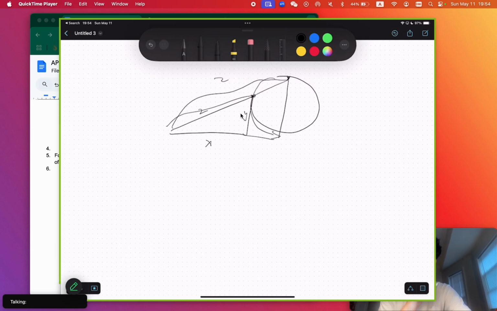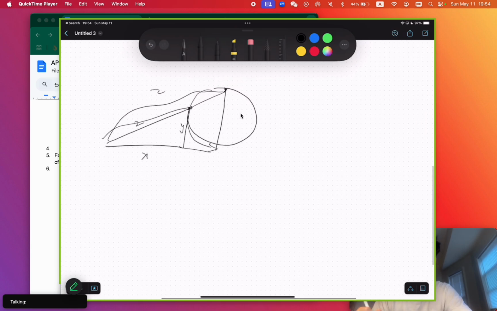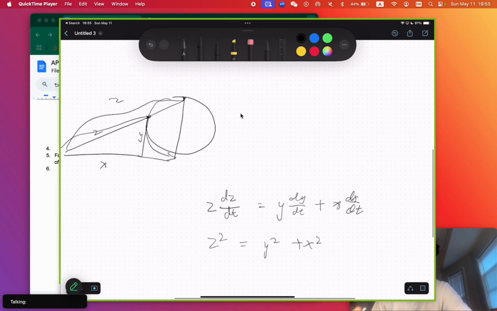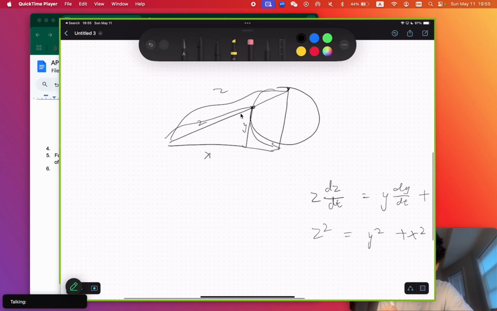You want to use implicit differentiation on this. It will definitely be something with respect to time, for instance dz/dt. How do you find dz/dt? z dz/dt equals y dy/dt plus x dx/dt. The reason is that z squared equals y squared plus x squared. This is always the case because it's just a triangle. You want to find a relationship between them. For instance, this is x, this is y, and this is z.